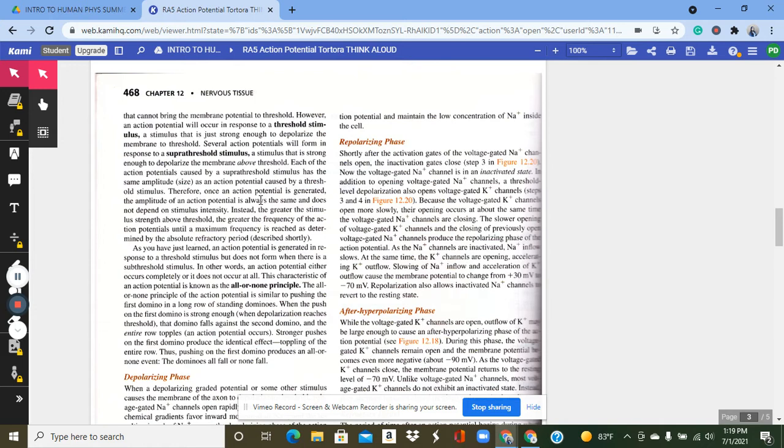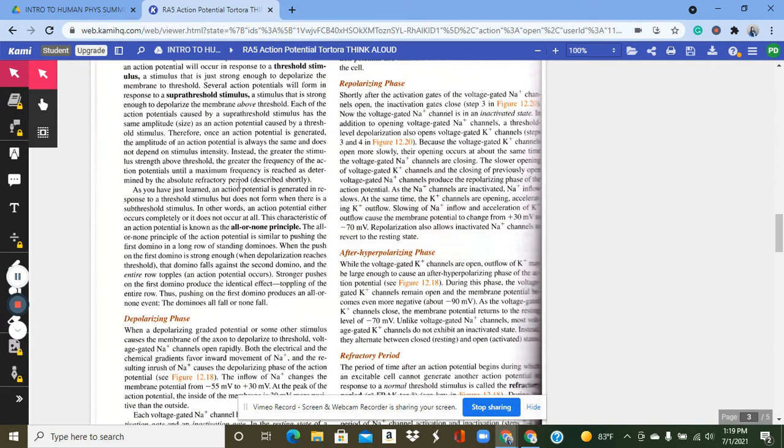How do I explain this? I think the absolute refractory period is when there's no amount of depolarization current that can cause an action potential.